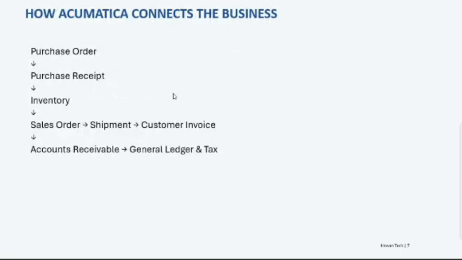So I would like us to continue and see how Acumatica connects the business, or the flow which follows when we are transacting with Acumatica. So you create a purchase order using the same ERP. You generate a purchase receipt. Then the purchases get to the inventory. You create a sales order. Then the sales order moves to shipment. Then we create a customer invoice. Then we create an account receivable. Then we go to general ledgers and taxes.